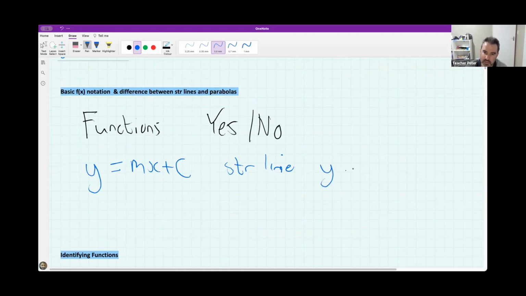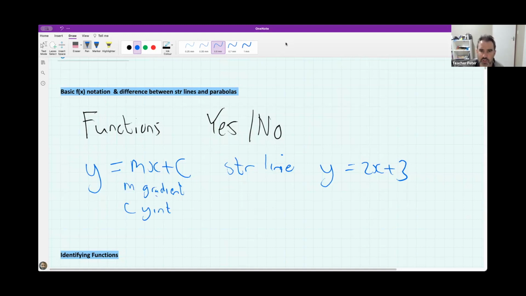And an example of this would be something like 2x plus 3. Okay? Now, that is a straight line, and the values that normally come into play are that m is the gradient and c is the y-intercept. Okay, so that's the important stuff.